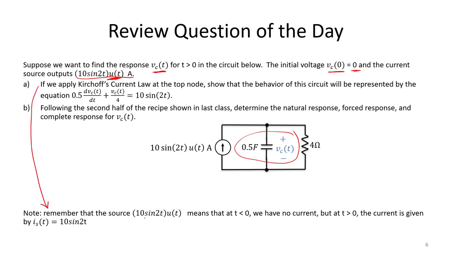So notice once again that if we write our current source as 10 sine 2t u of t, what that means is, remember we have the u of t here. u of t is equal to 0 for time t less than 0, and u of t is equal to 1 for time t greater than 0. So at time t less than 0, there is no current. But at time t greater than 0, our current is given by 10 sine 2t.